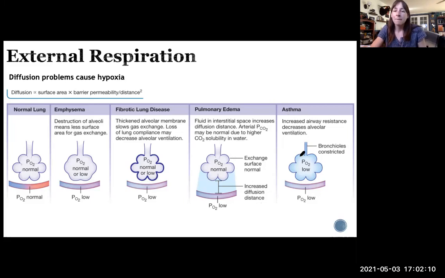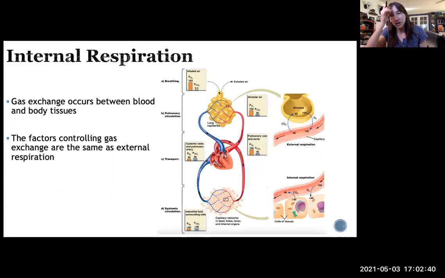And then asthma, increased airway resistance, means that you're not going to have as much oxygen in the alveolus to even get into the capillary. If you can't breathe in enough fresh air, then the concentration gradient of oxygen will not be high enough for it to diffuse down into the blood, and so that blood will not be oxygenated. So that's four different ways that you can have hypoxia in external respiration. Hypoxia can occur at other levels as well, but this is external respiration.